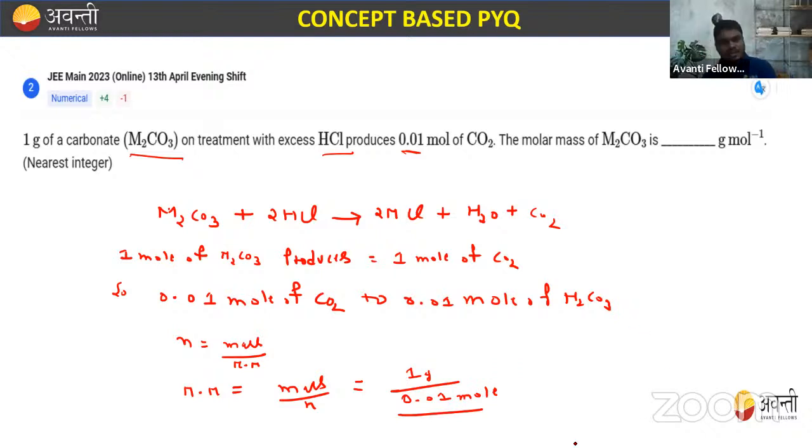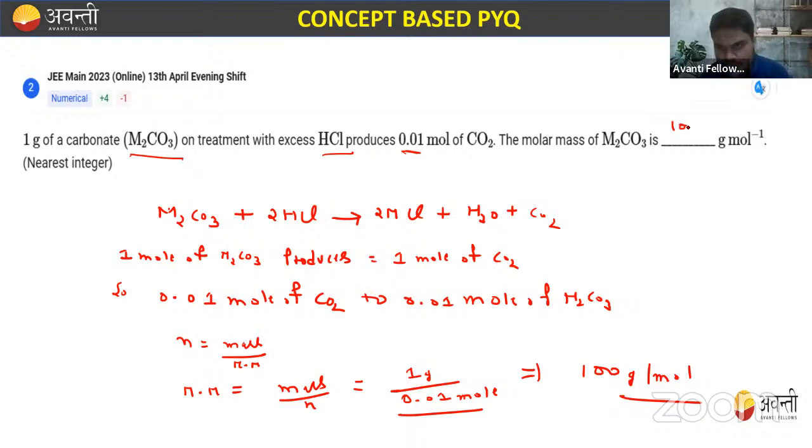0.01 mole. Remember, we cannot say that it is 1 mole or 2 mole. It is 0.01 mole. So from solving, it is very much clear. It comes out to be 100 gram per mole. So the molar mass of M2CO3 is experimentally 100 gram.